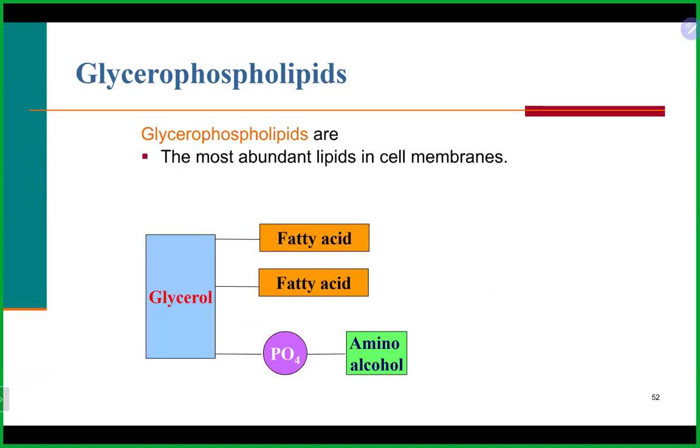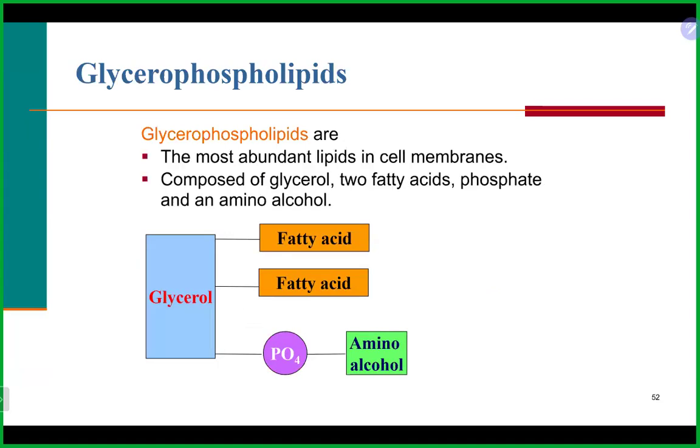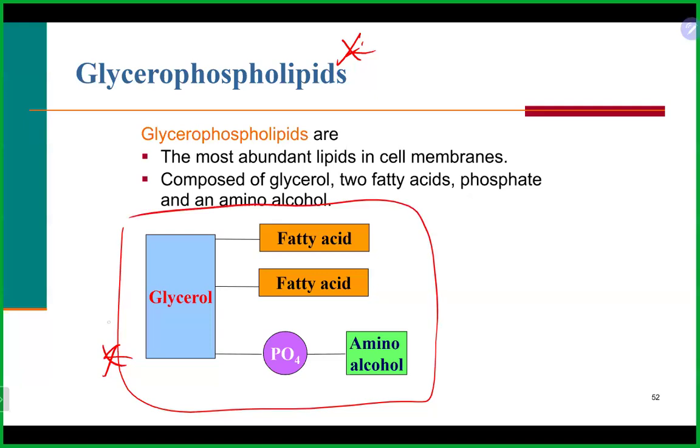All right, the next thing we're going to talk about is glycerophospholipids. And just like the triacylglycerol, you should also know how many components there are in this and what makes it up. So in this particular case, we also have a glycerol unit. We have two fatty acids. We have a phosphate group and an amino alcohol. So a glycerophospholipid, which is the most abundant lipid in cell membranes, is composed of, as you can see here, five structural units. Again, a glycerol, two fatty acids, a phosphate, and an amino alcohol, like choline.